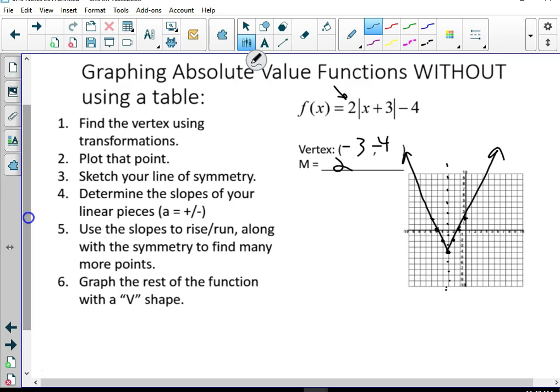I don't have to bother doing the table. I can just do that. You start at the vertex right here, the opposite of this and that, -3, -4. So we start down here at -3, -4, and the slope is up 2, right 1, 2 over 1. And then we use the mirror image.